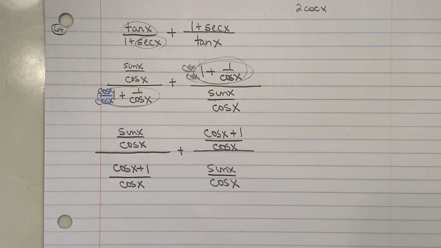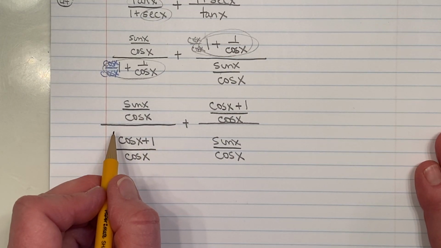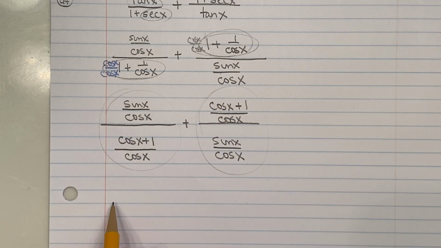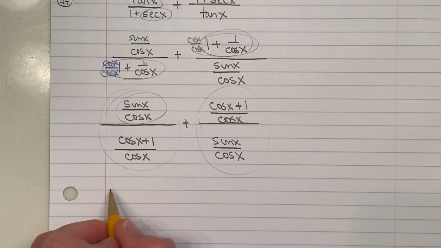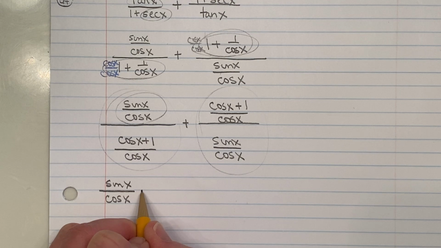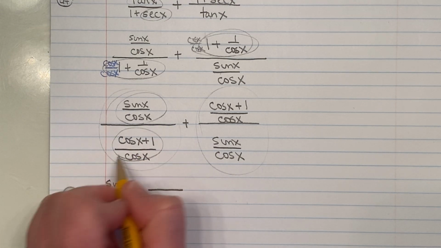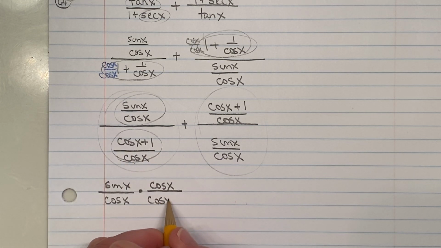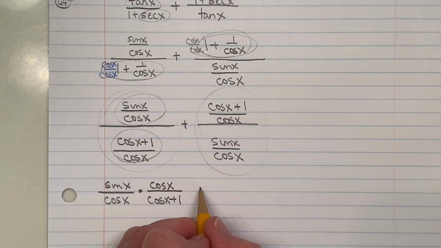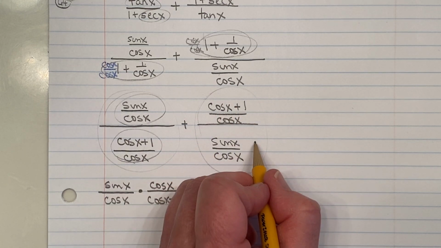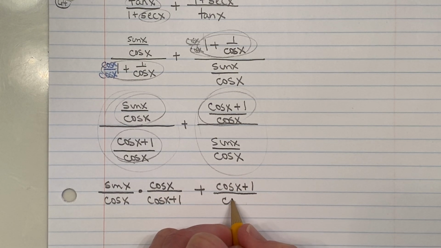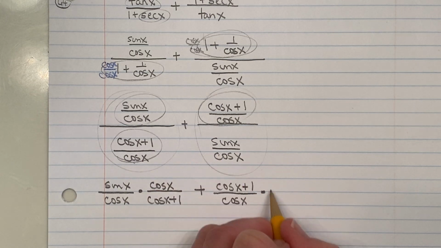Okay. I think I'm going to now work on keep change flip here and keep change flip here. So bringing down this numerator, sine x over cosine x, I'd end up multiplying it by the reciprocal of this fraction. So cosine x would be on top, and cosine x plus 1 would be on the bottom. I'm going to come over here and do the same thing. Keep, change, flip. I'm going to keep the numerator and multiply it by this reciprocal.